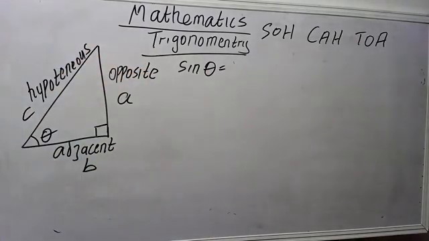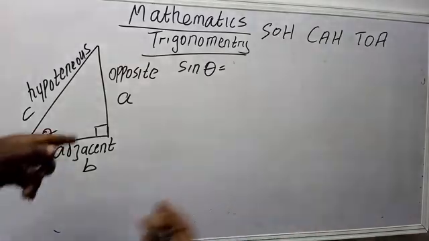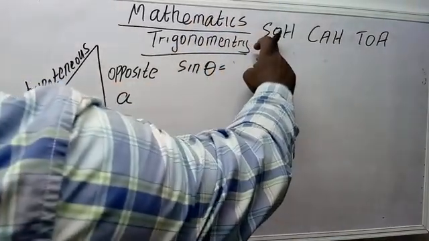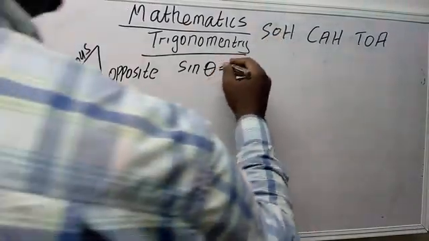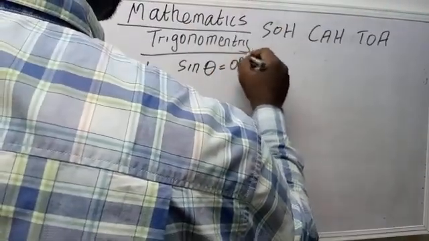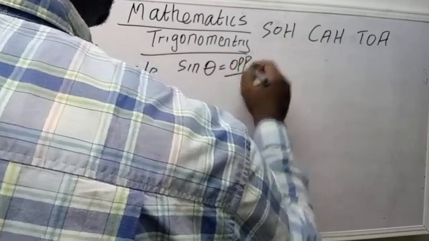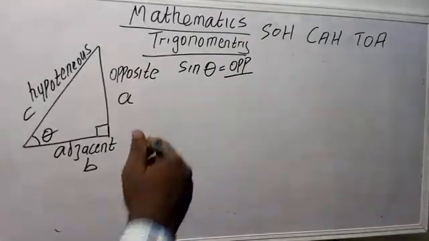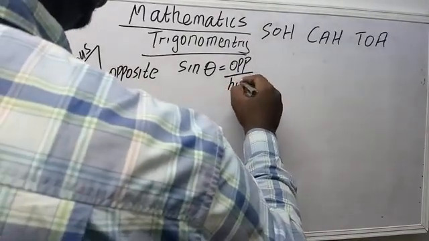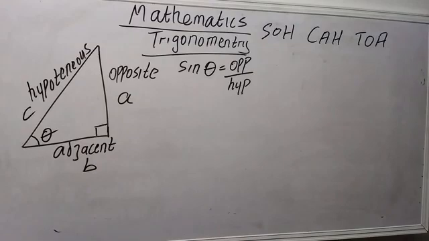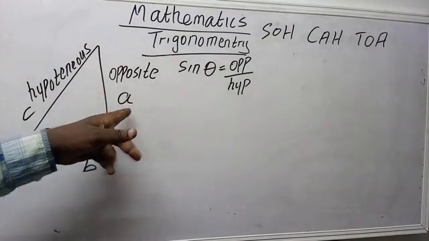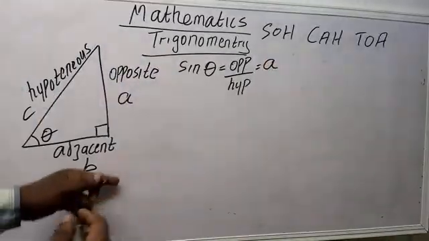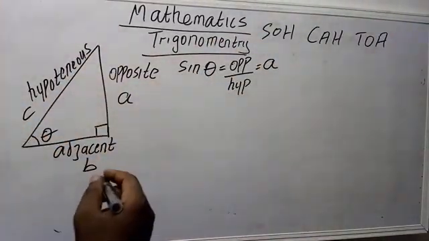Number one is sine theta. When I say sine, it means opposite over hypotenuse. Instead of writing opposite, I'm using OPP, and for hypotenuse I use HYP. Now, you can see our opposite here is A, and our hypotenuse is C.